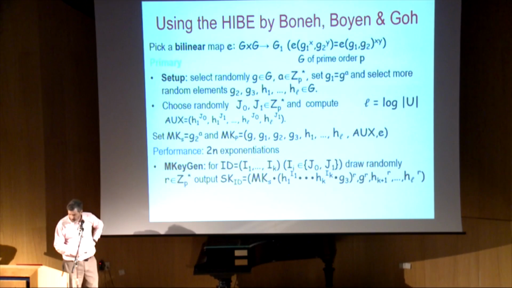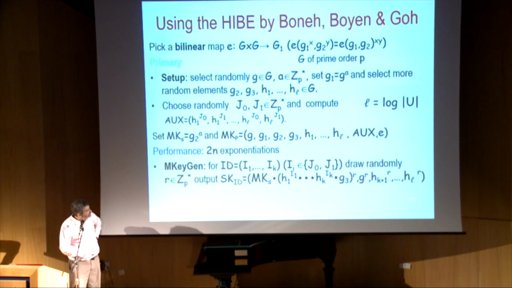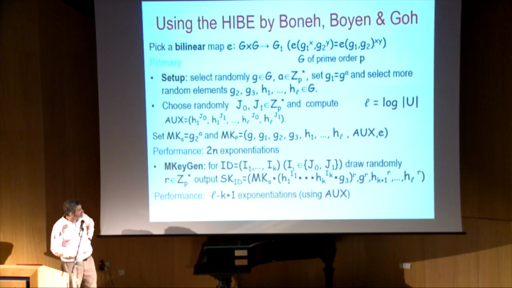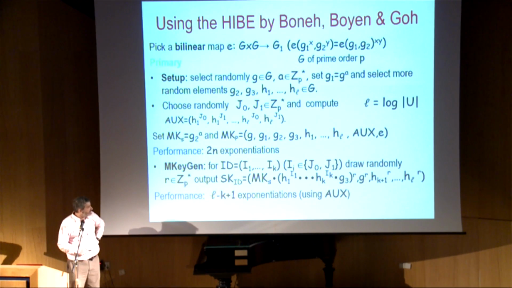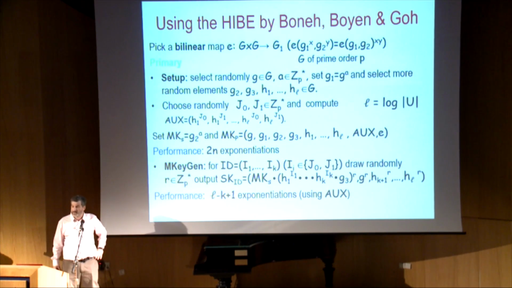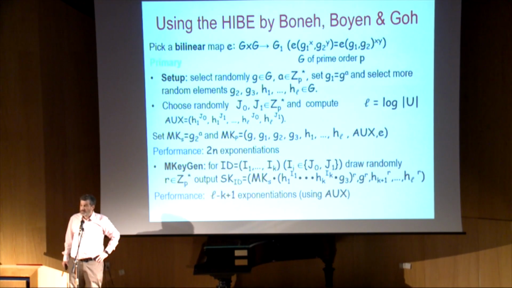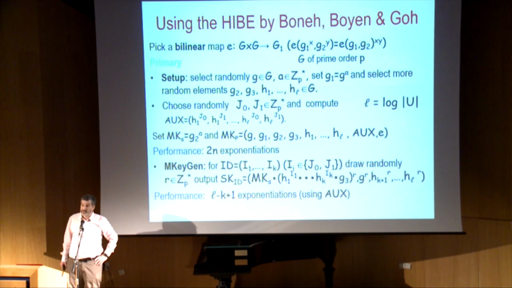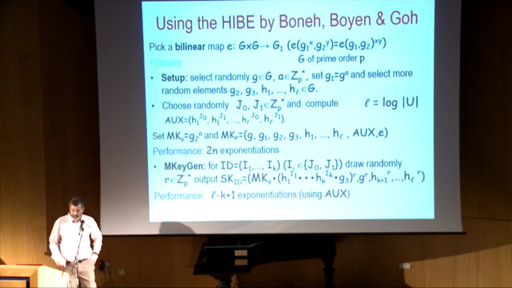That looks a little bit complex, but if you look carefully, you see all sorts of things. The complexity is L minus K plus 1 exponentiations. That means that the deeper the node, the more efficient the construction is. So generating keys for the leaves is actually quite efficient. It's essentially one exponentiation.